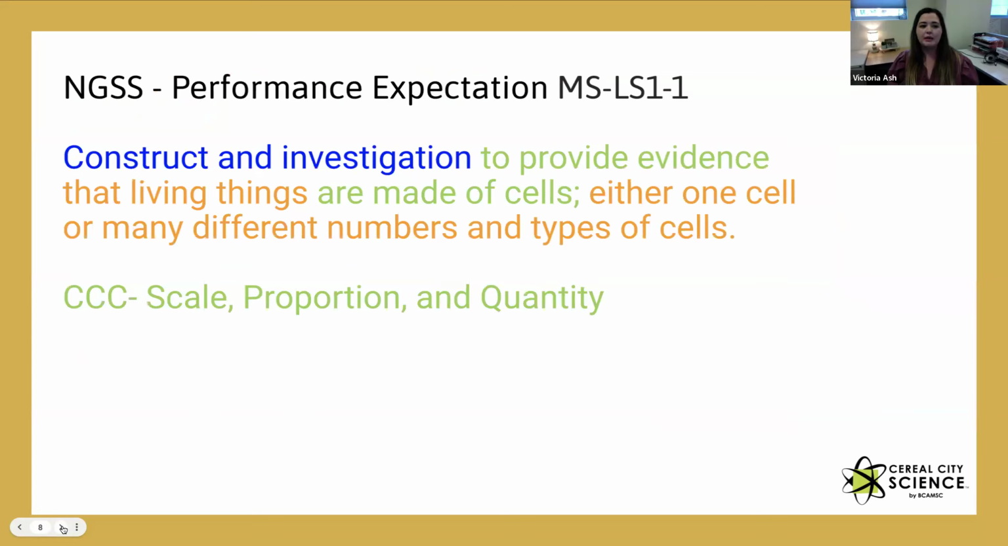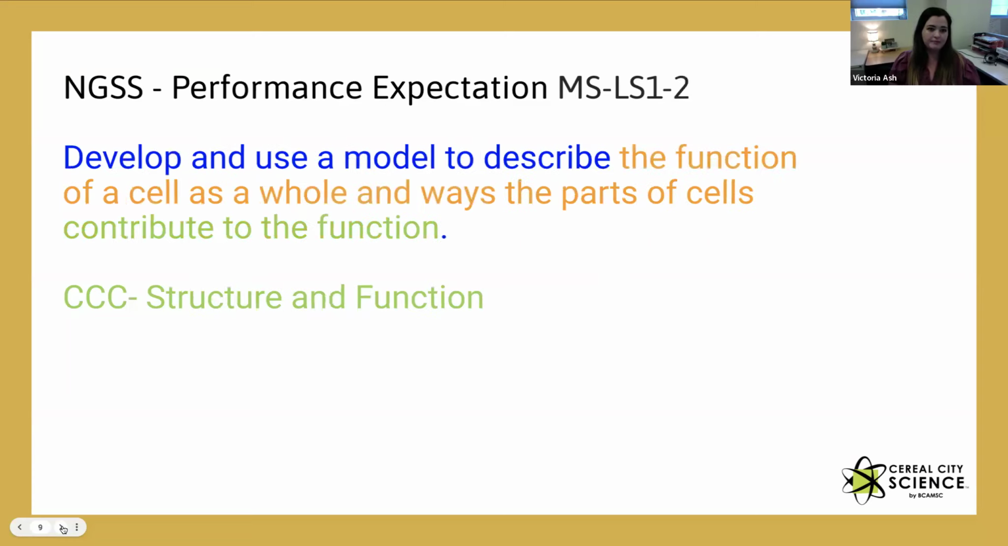Okay, so our performance expectations. Students are going to be working to construct an investigation to provide evidence that living things are made of cells, either one cell or many different numbers and types of cells. So students are going to be looking at animal cells versus plant cells, the differences that they can see under a microscope, as well as realizing that living things are made up of those cells.